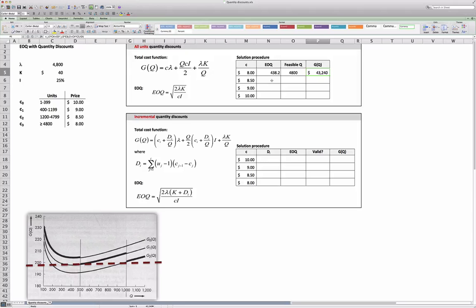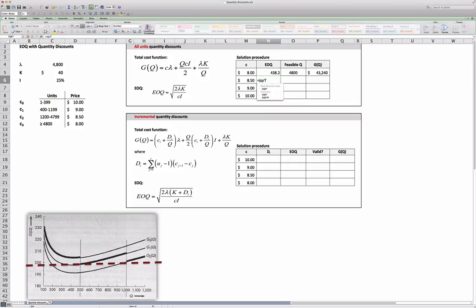Now let's do the same thing for the other options here. So what if I want to pay a price of $8.50? At first I'll simply compute the EOQ again the way we've done this before, 2 times lambda times K divided by the inventory holding cost per unit per year. And you'll see that my EOQ now is 425 units roughly.